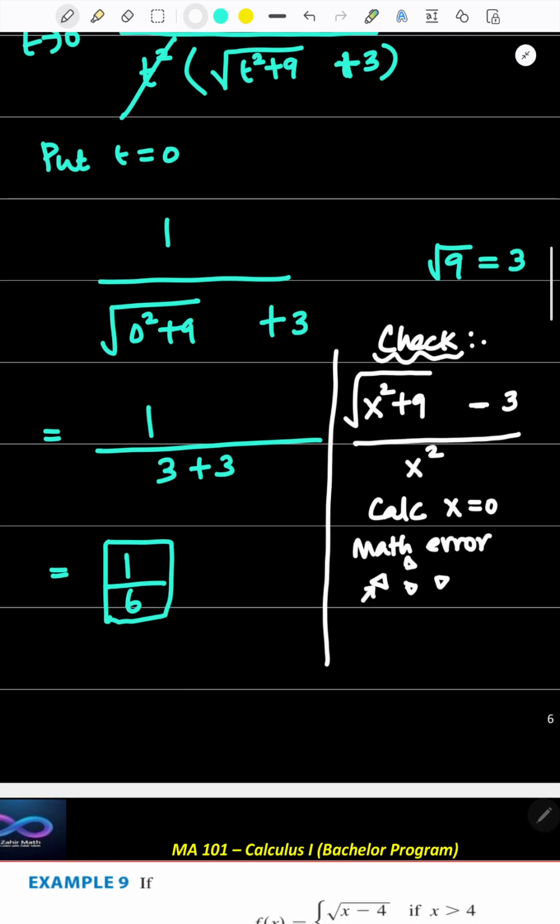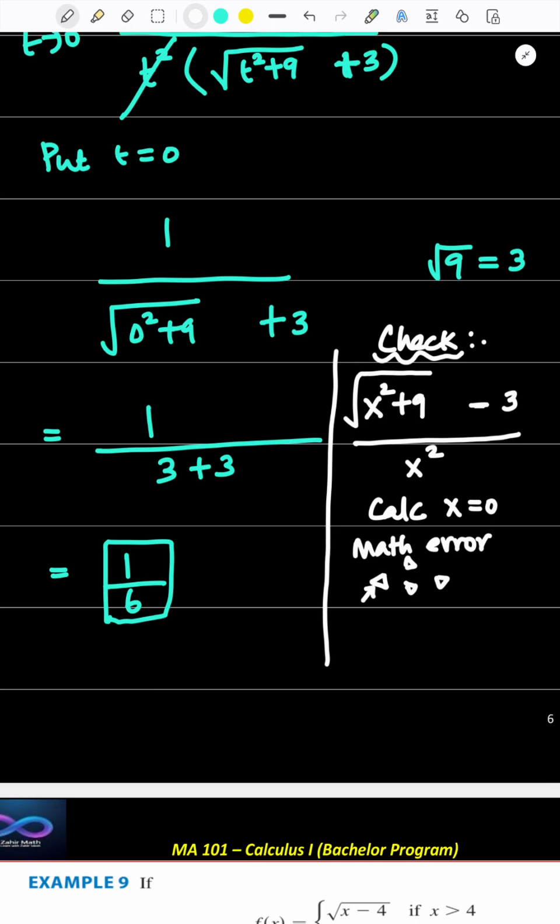Now press CALC again. Don't put 0, put some other value which is nearer to 0. So let me say 0.00001. You can say like that.